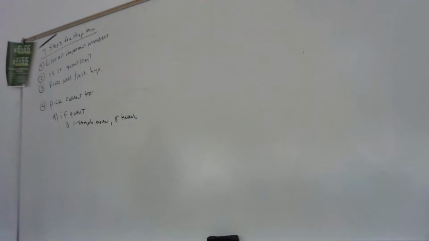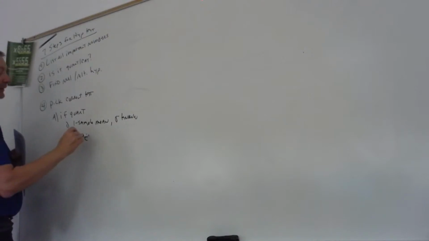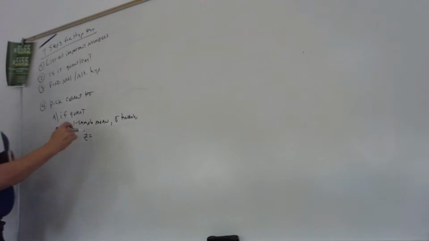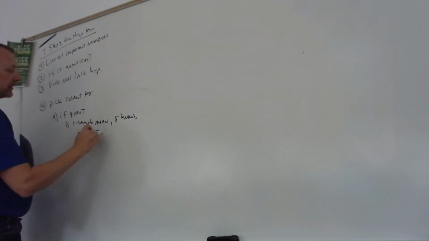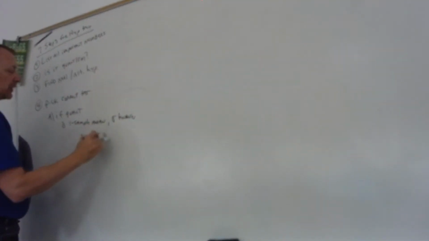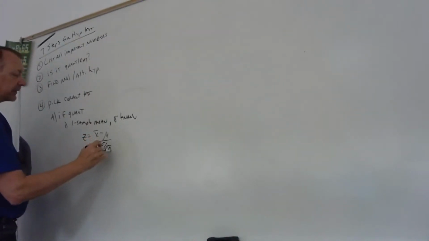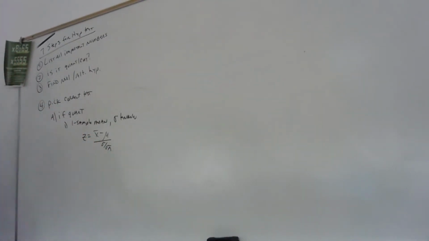and so this is what I want you to do. Some people actually memorize these 7 steps, especially step number 4. This is going to make your life easier. You don't have to, but it's probably a good idea, okay? 1 sample mean is going to be x bar, z equals x bar minus mu over sigma over the square root of n. Okay?